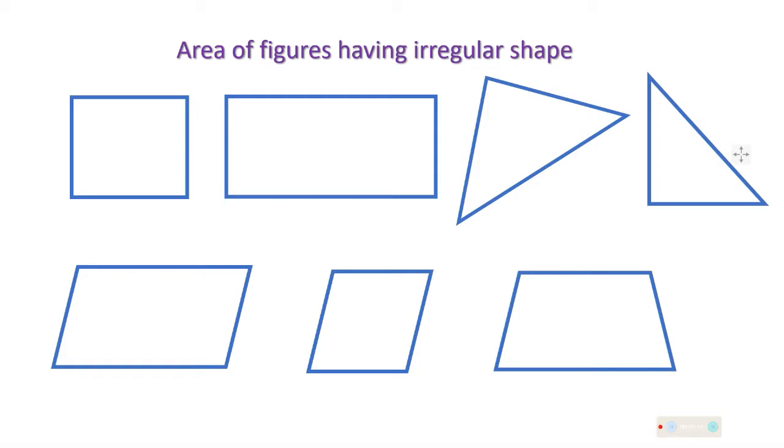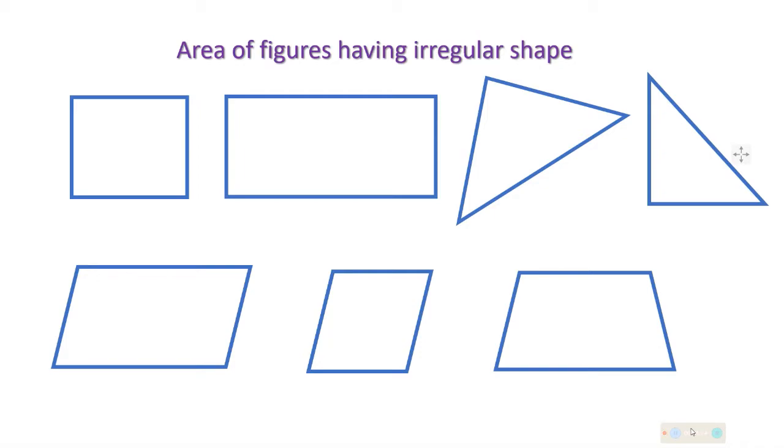Now here the question is how to find the area of figures having irregular shape. What is meant by irregular shape? An irregular shape can be a combination of all these coming together in a particular shape, or a completely irregular shape, just like the shape of a leaf or something which is around you. So in that case also, if we are asked to find the area, what are the ways to find the area of such figures?